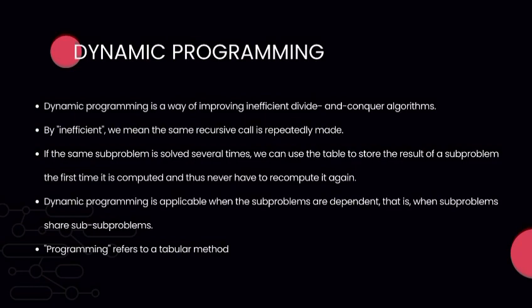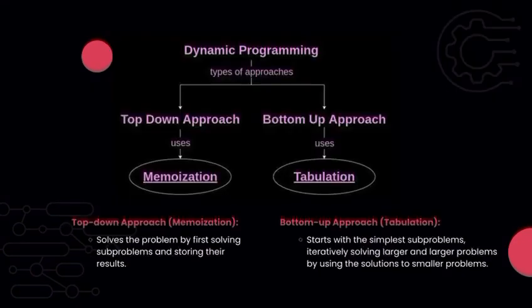Dynamic programming is applicable when the subproblems are dependent, that is, when the subproblems share sub-subproblems. Here, programming doesn't actually refer to coding, and instead it refers to a table or method. Dynamic programming can be approached in two ways: top-down using memoization and bottom-up using tabulation. Memoization stores the results of expensive function calls and returns the cached result when the same input occurs again. Tabulation solves the problem bottom-up, starting with the simplest subproblem.